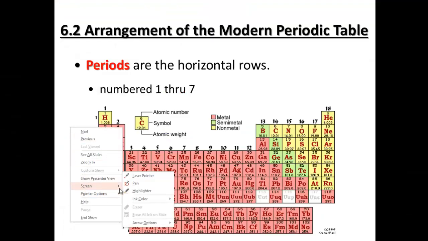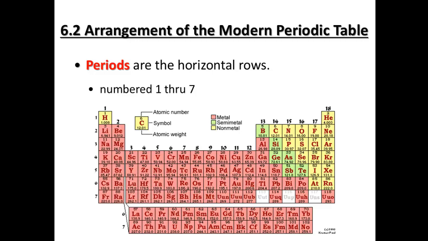We've got a quick section here that's important on the arrangement of the modern periodic table. Now, just a couple quick things is going to be what we're going to look at for today. And our first rule or idea is going to be periods. Now, the two things that we're going to break down our periodic table, first off by periods. They're going to be the horizontal rows.